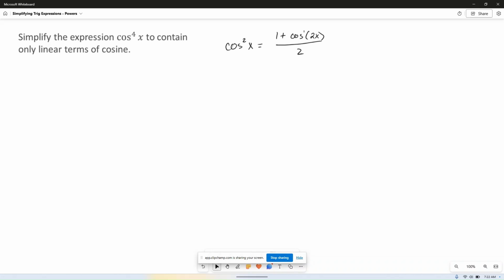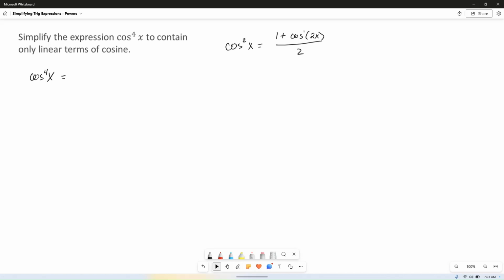All right, so how do we apply that to cosine to the fourth of x? Right, we don't have a reducing power for cosine to the fourth power, just for cosine to the power of 2. So I need to figure out how I can rewrite cosine to the fourth power as a cosine squared, which we can do.